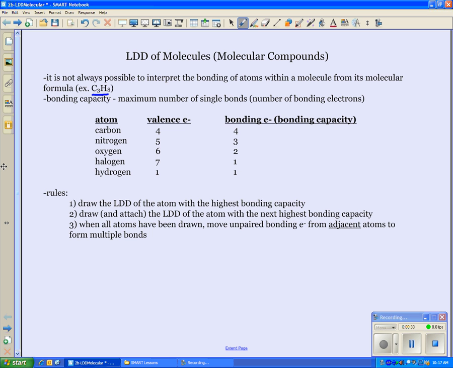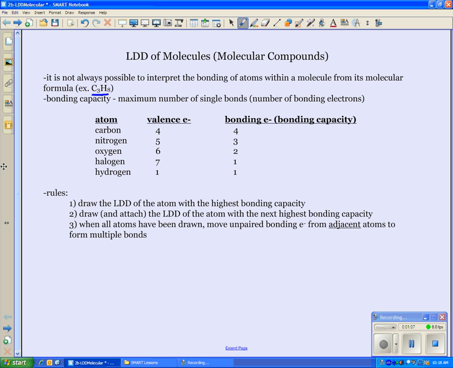So what we need to look at is bonding capacity, and that's the maximum number of single bonds, or number of bonding electrons, for an atom. Once we know that, we'll be able to interpret and put together molecules much easier. If we look at the examples on this table, there are atoms carbon, nitrogen, oxygen, halogen, and hydrogen. From the number of valence electrons of the atom, we can figure out the bonding capacity, or number of single bonds, that those atoms can form.